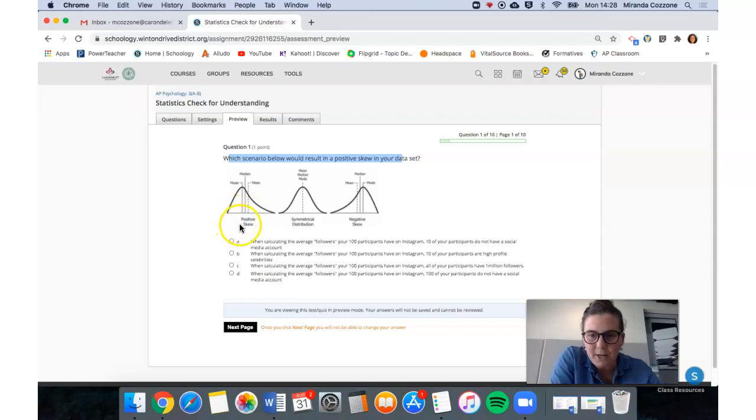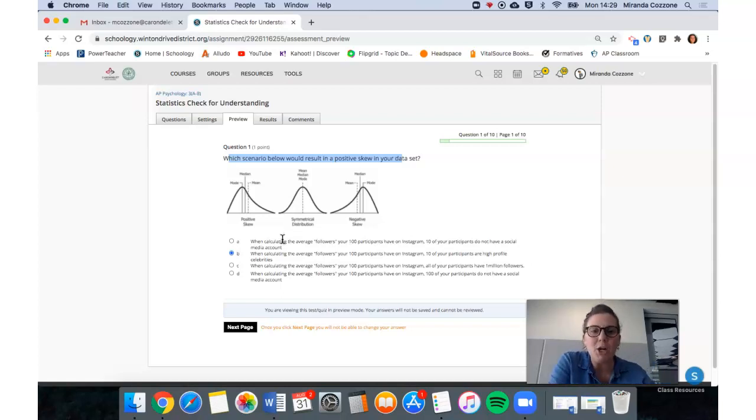So the answer here, let me just read through really quick, is B, right? When calculating the average followers your 100 participants have on Instagram, 10 of your participants are high-profile celebrities, right? So these high-profile celebrities might have over 1 million followers, which is going to definitely be higher than your average high school student, let's say, or your average person, okay?